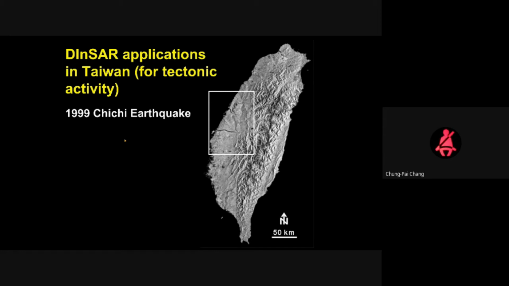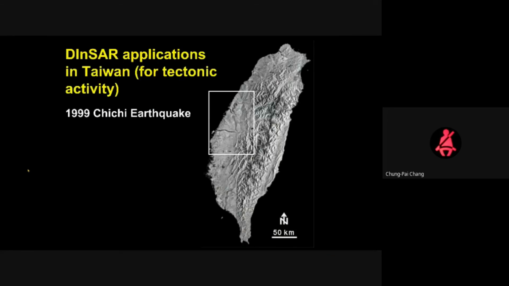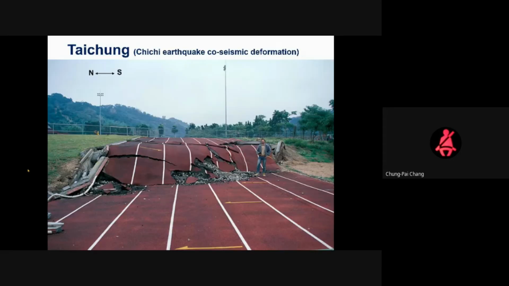This is an earthquake event. In 1999, a large earthquake occurred in central Taiwan. It's the Chi-Chi earthquake. Its magnitude reached 7 point something. This earthquake occurred along the Chelungpu Fault. This is the outcrop of the Chelungpu Fault. You can see the uplift of the hanging wall side is almost 2 meters, almost 2 meters.